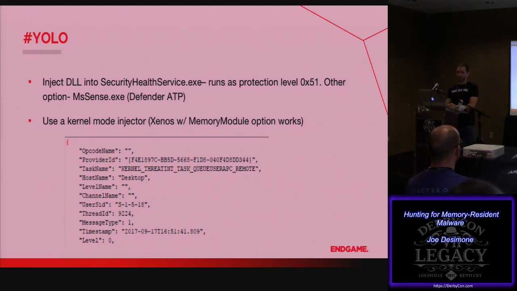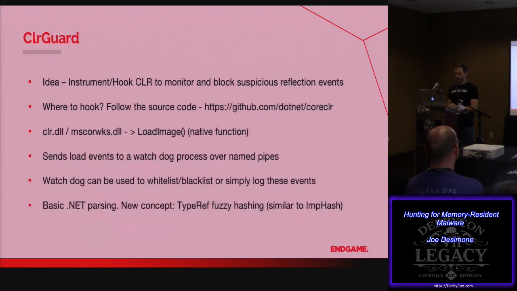But I used Xenos, which is an open source kernel mode injector, and I used the memory module option because there's some validation on whether or not you're actually a Microsoft DLL when your DLL is getting loaded, so you need the memory module option. I just injected into the security health service with an ETW logger DLL, and boom, I was getting events from these providers. So definitely not a production level solution, but there are ways to do it. There's probably some other ways besides this, but yeah.